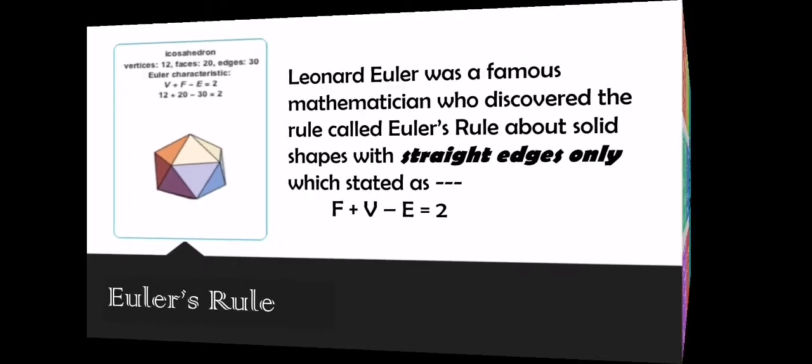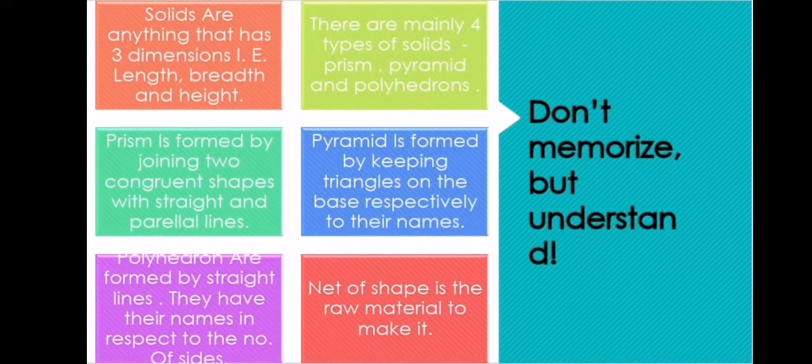So let's move on. Summary. Don't memorize but understand. Solids are anything that has 3 dimensions, that is length, breadth and height. There are mainly 3 types of solids: prism, pyramid and polyhedrons. A prism is formed by joining 2 congruent shapes with straight edges and parallel lines. A pyramid is formed by keeping triangles on the base, named respectively. Polyhedrons are formed by straight lines. They have their names in respect to the number of sides. The net of a shape is the raw material needed to make it.